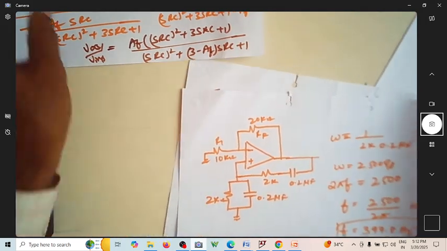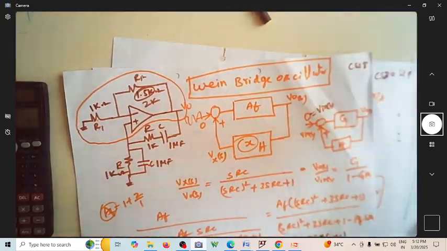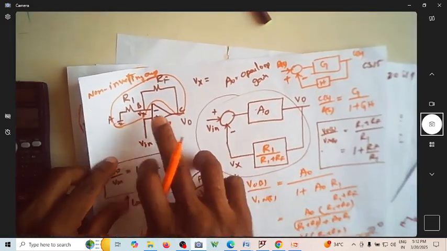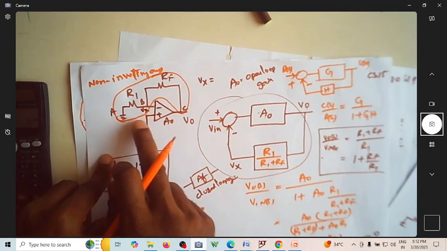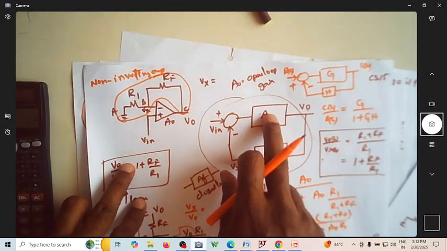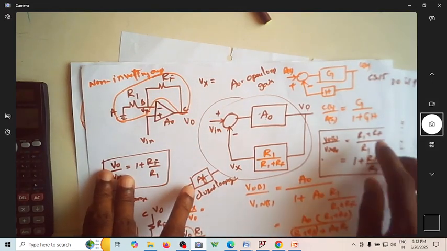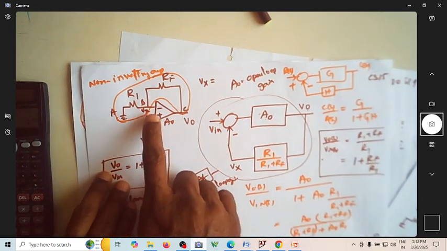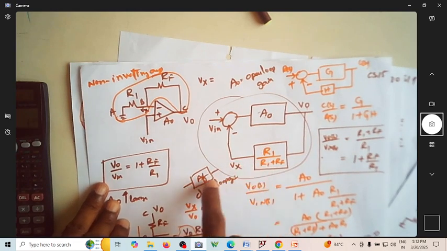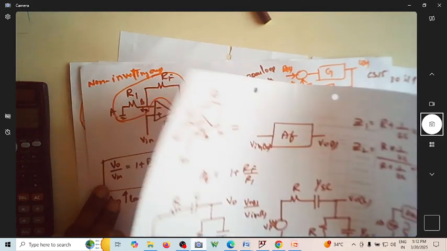So the summary of this entire lecture is, where did we start? Our journey started very simply with a non-inverting amplifier. How do we represent a non-inverting amplifier in terms of a block diagram? We had G, then we have H, which is due to this RF and R1. We could represent this circuit in terms of a block diagram, which can be simply represented by a single block, which is AF.